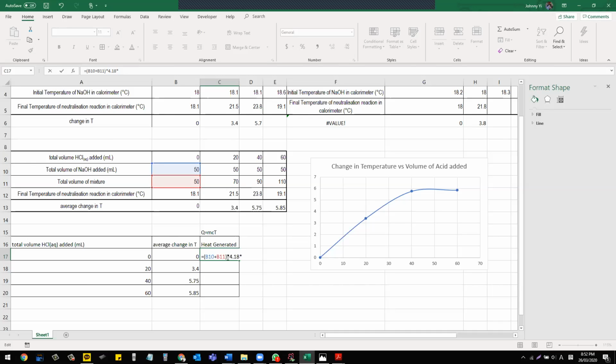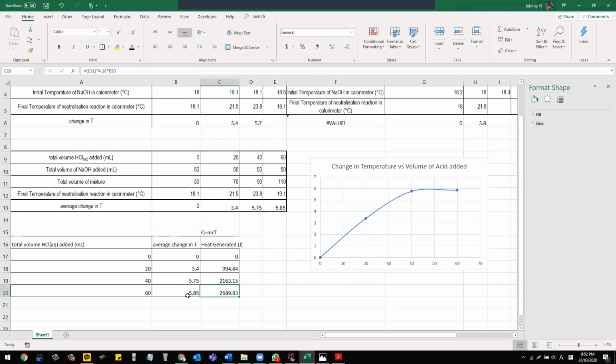That's, sorry, that's total. So just need to do total volume, right? Sorry, just going to be that one. That's the total volume. 4.18 times by that. So 0 heat generated. So this is in joules. And just drag it along. That must be that one there, that one there, that one there. So these are the heat generated in joules according to these temperature changes.